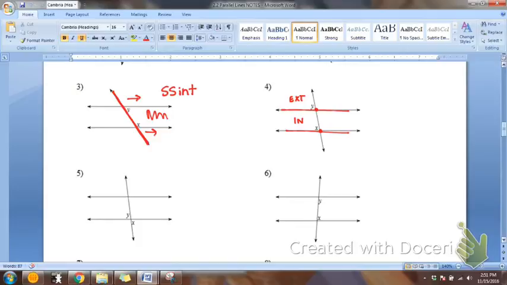Okay, look up here for just a minute, guys. Notice that the X is in the top left, and so is the Y, top left. Do you guys see that? Top left, one's inside, one's outside. So these are corresponding when one is inside and one is outside. Okay, try 5 and 6.